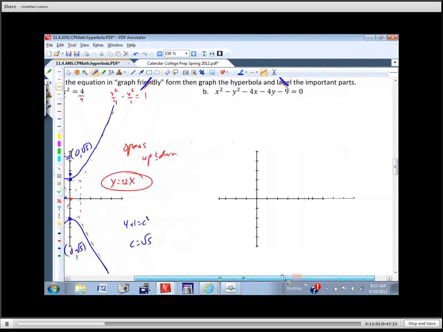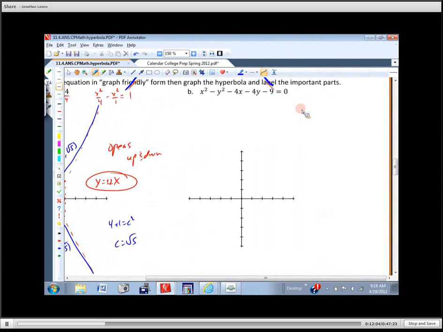Okay. Would you do the next one? Check with your neighbor before you start graphing. Get it in the graph-friendly form, complete the square. Don't start graphing until you check with your neighbor. Make sure you both got the same thing.